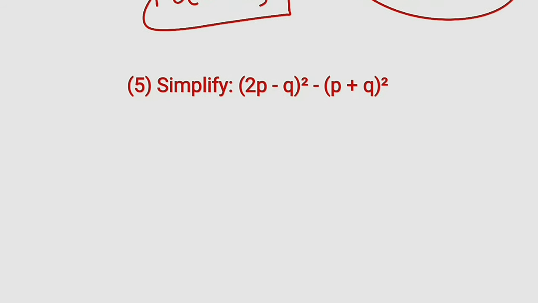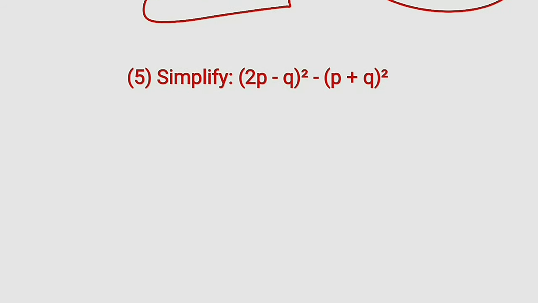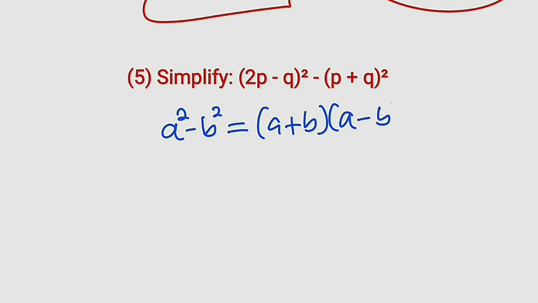Let us move on to the last one for today. We have 2p minus q to the power of 2 minus p plus q to the power of 2, and we're asked to simplify. This is nothing but difference of two squares. If you have a squared minus b squared, this can be expressed as a plus b multiplied by a minus b, for which a here is 2p minus q and b is p plus q.